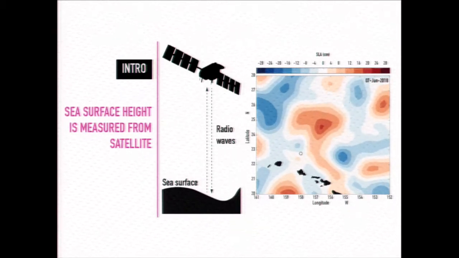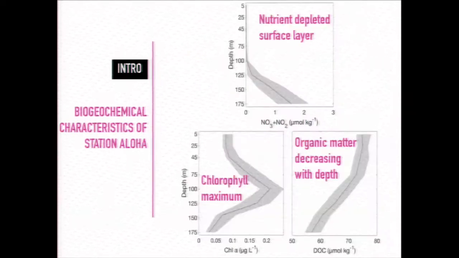And so it's easy to study the effect that these changes have on a certain ecosystem if we do repeated measurements. And to understand what these changes in sea surface height and changes in the depth of water layers can have on the ecosystem of Station ALOHA, I will start by saying what the basic characteristics of this system are.